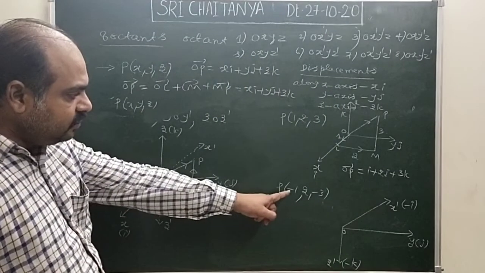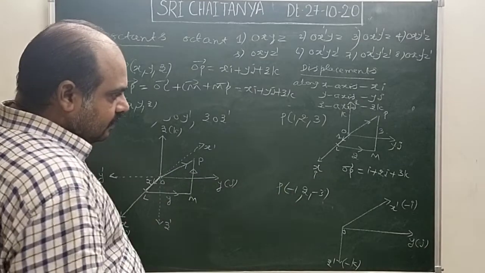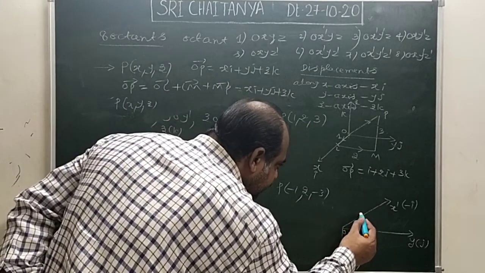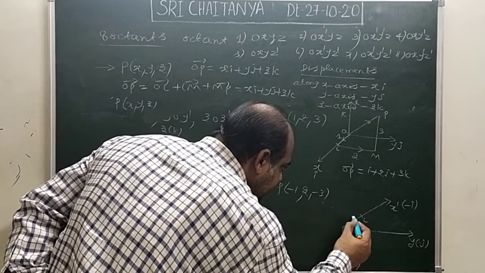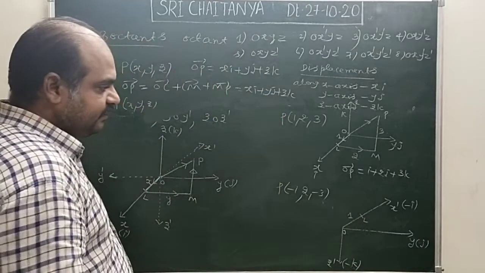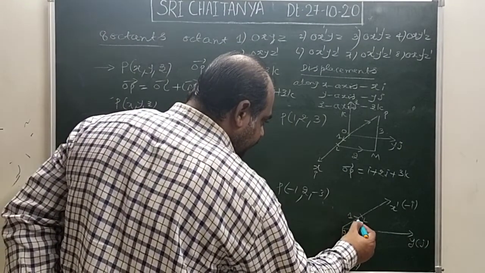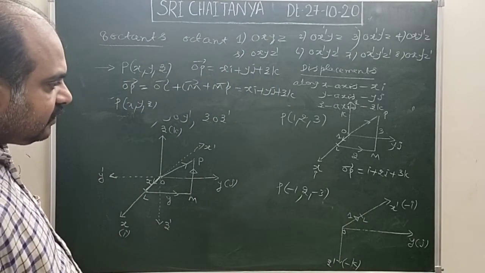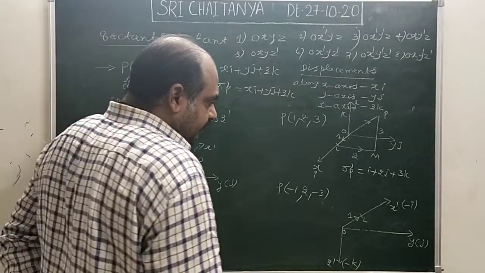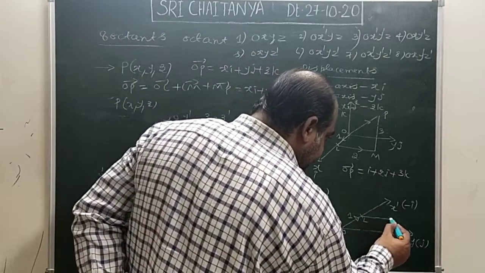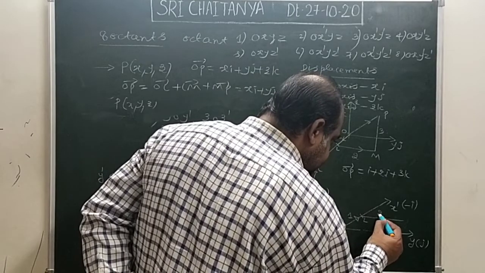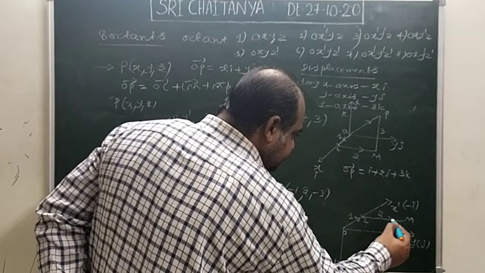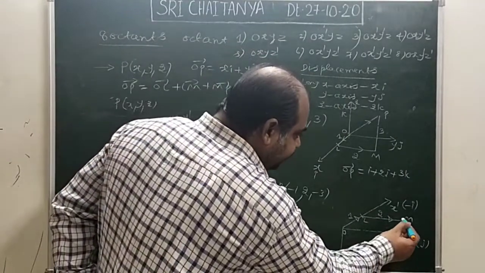Look at how to mark this point. First 1 unit towards negative x. That means this is L. And this is 1 unit in this direction, 1 unit's displacement in the negative x-axis direction. Then 2 units towards the y-axis. That means from here, parallel to the y-axis, 2 units displacement. This is M, towards the positive y-axis, 2 units, and then this will be on your paper.